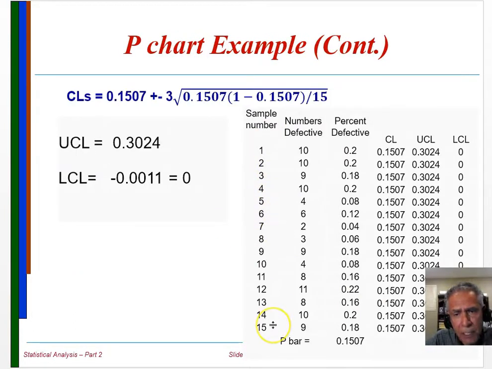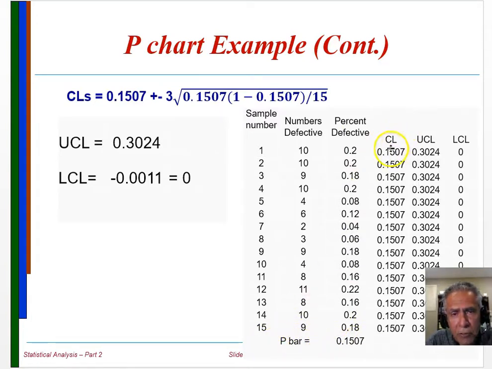So I had 15 samples of 50 each, and the first one had 10 defective, the second one had 10 defective, the third one had 9 defective, and the fifth one had only 4 defectives, and the last one had 9 defectives. Because the sample was 50, I can calculate the percent defective of each sample. That will be 0.2, 0.18, and so I'm getting the percent or fraction defective on each of the samples, and if I average it, then I get my P bar.